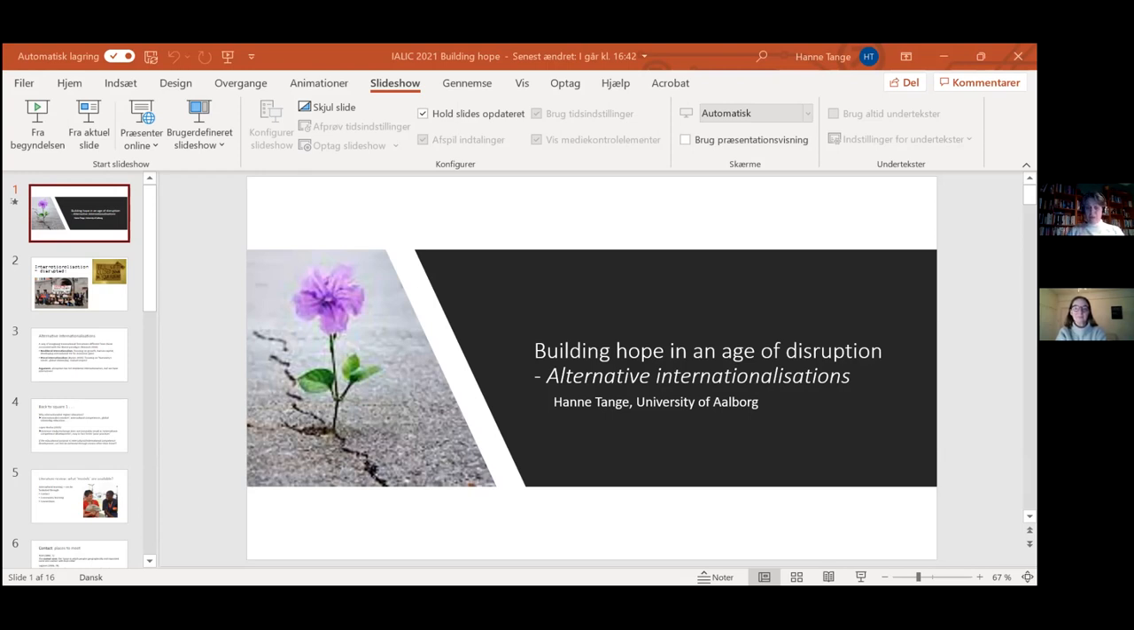I also think Brexit should be added, and I think neo-nationalism around Europe should be added to this, because when we debate internationalization today, we're debating disruption around the world, basically. So we are really in a situation where we probably cannot go on pretending that this is business as usual. But what we should then start asking is, what is it actually that's being disrupted?